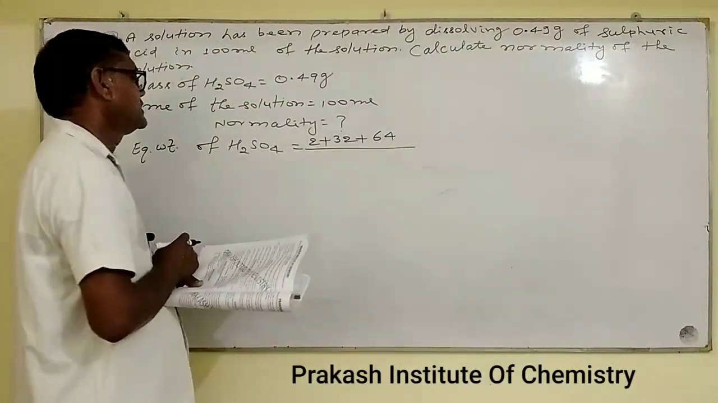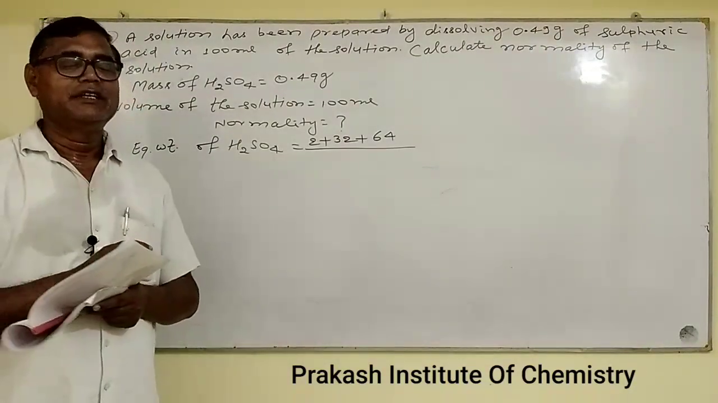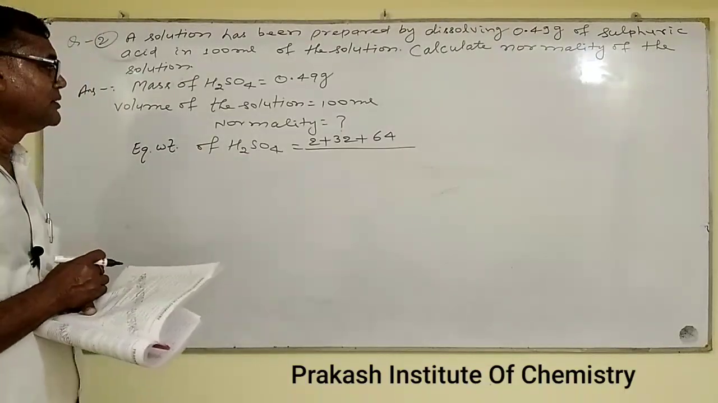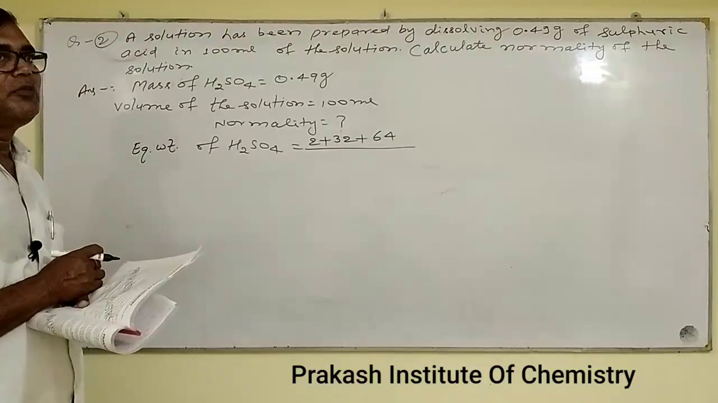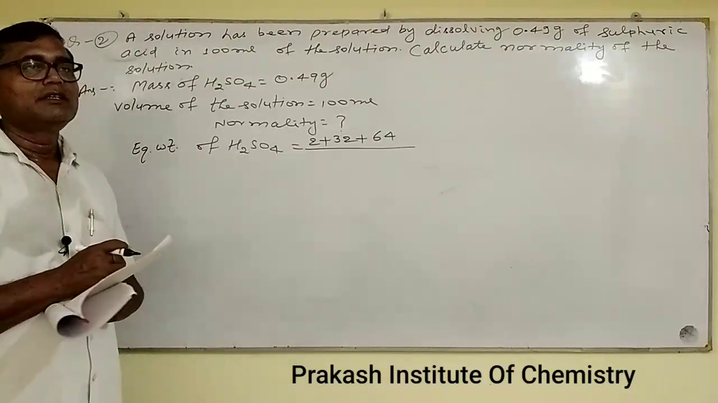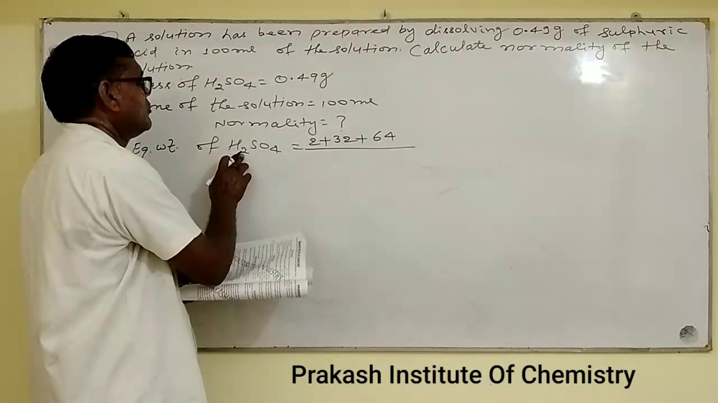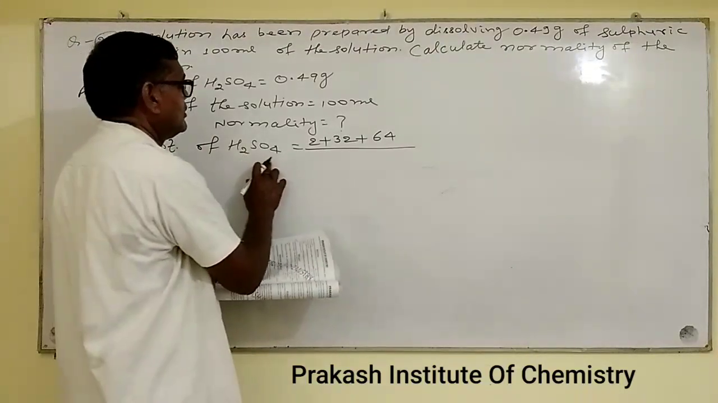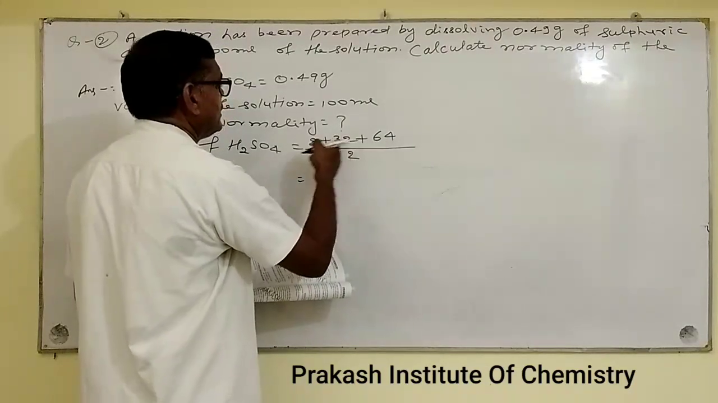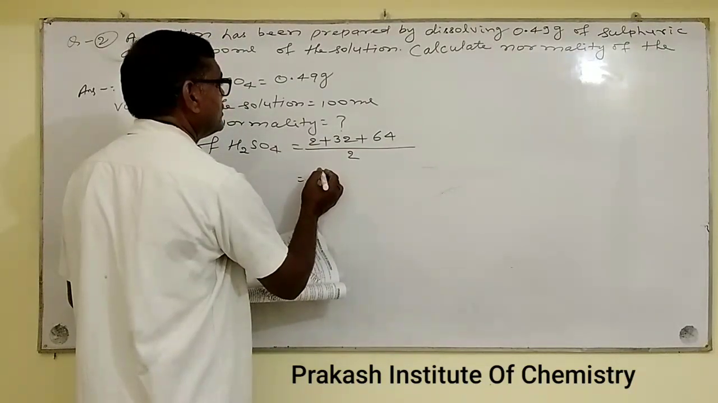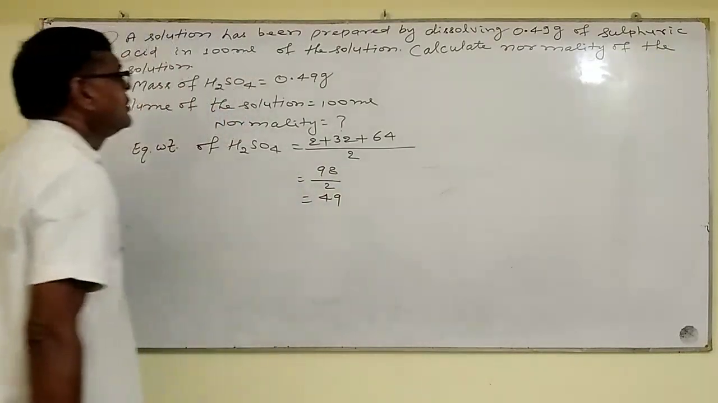Here we write basicity of H2SO4. H2SO4 is a acid. Basicity of an acid is the number of displaceable hydrogen ions. In H2SO4, 2 hydrogen atoms are present. Therefore, basicity of H2SO4 is 2. Here we write 2. We divide: 98 upon 2 is equal to 49.